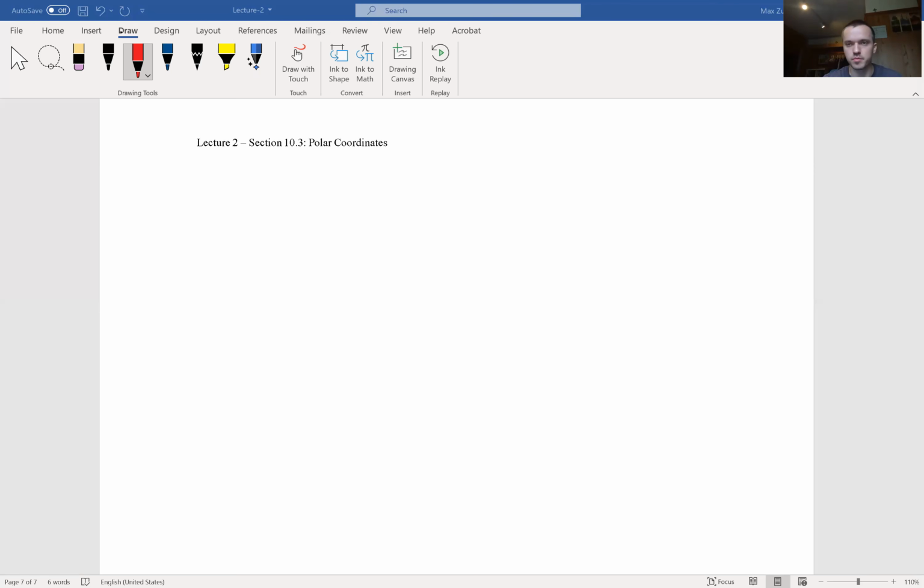So let me do a short introduction. First, let's motivate why we need polar coordinates. Let's take the Cartesian coordinate system, so x and y. And in this Cartesian coordinate system, we're going to choose a point (x, y) inside it.